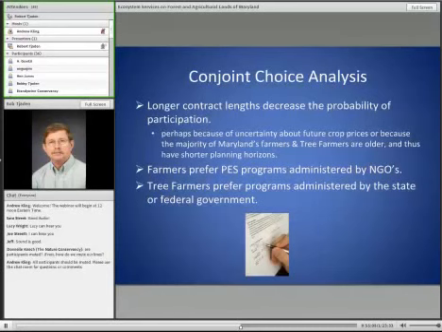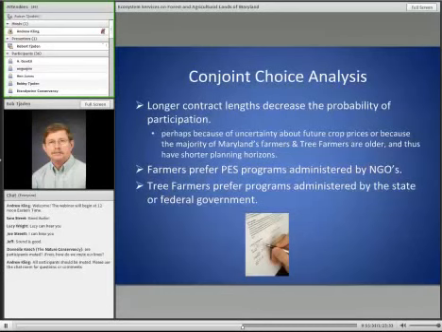Farmers prefer programs administered by NGOs. Now, remember what I was explaining to you before, about the lack of trust with the University of Maryland and with the federal government and the state government. We think this particular finding has something to do with that. And this was also the same that we found in the contingent valuation that I'll talk about shortly.